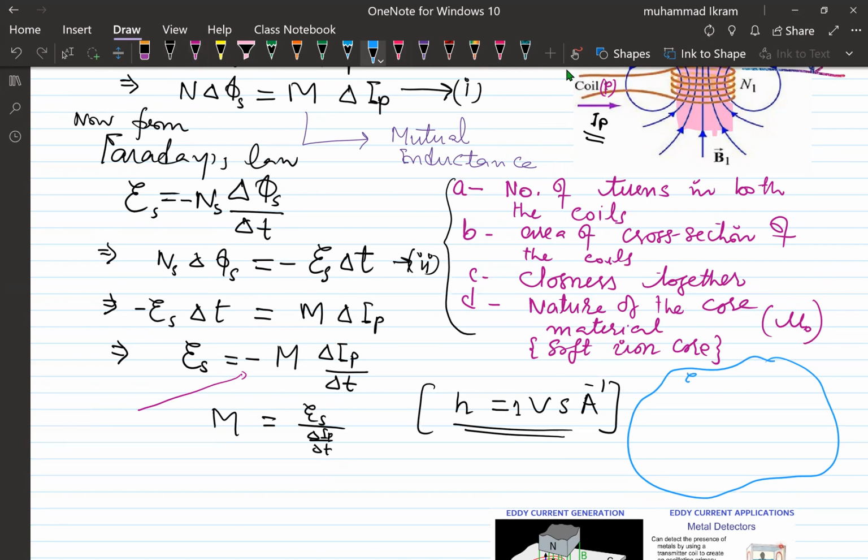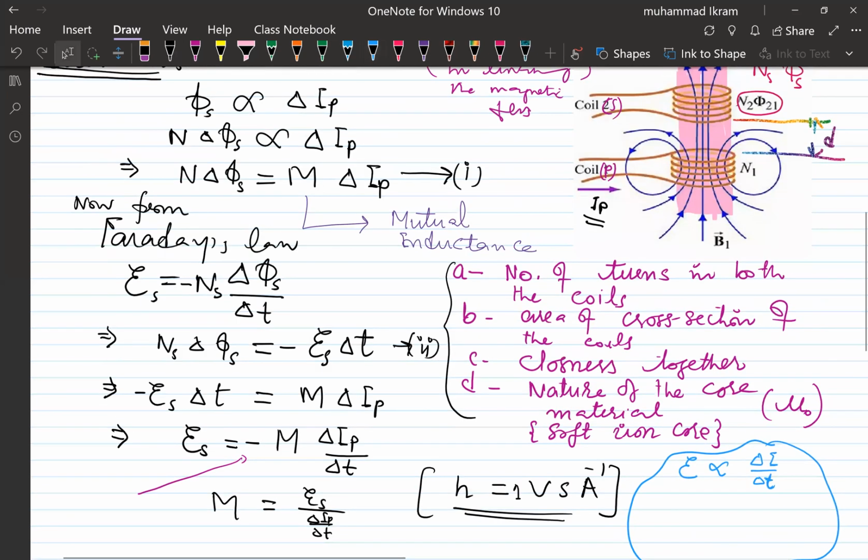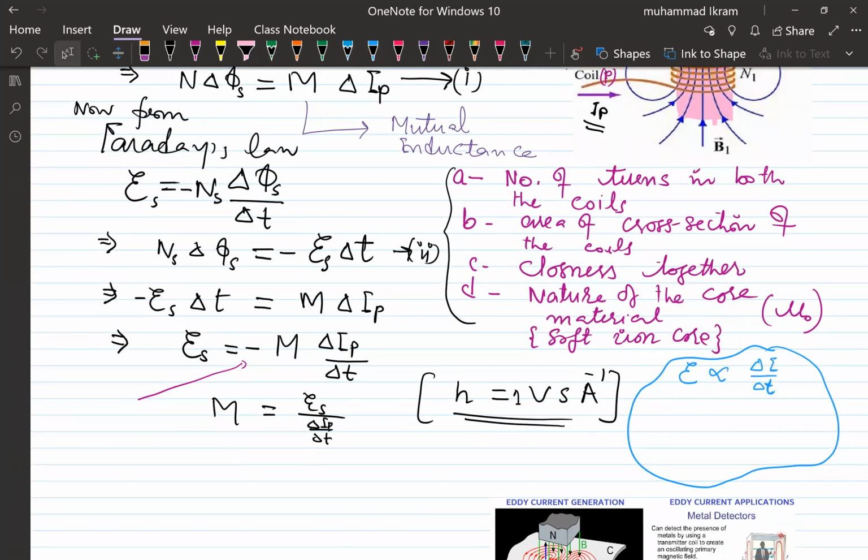They say that the induced EMF in the secondary coil is directly proportional to the rate of change of current, but they are not mentioning how or where, because there is induced current also. So we should specify the rate of change of current in the primary circuit. Then they write that this induced EMF in the secondary is equal to M into delta I by delta T, right? This is the required equation which we have derived here.